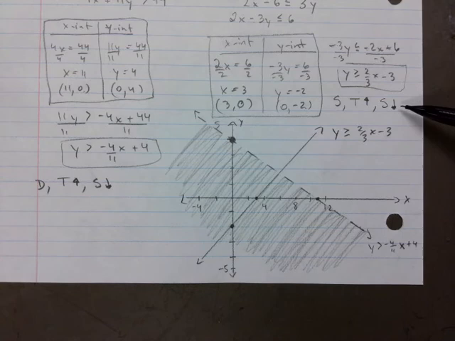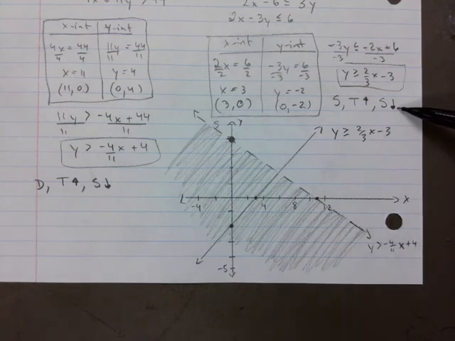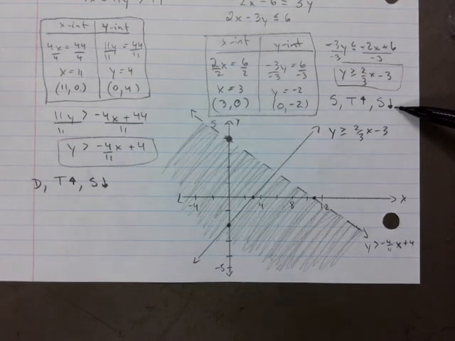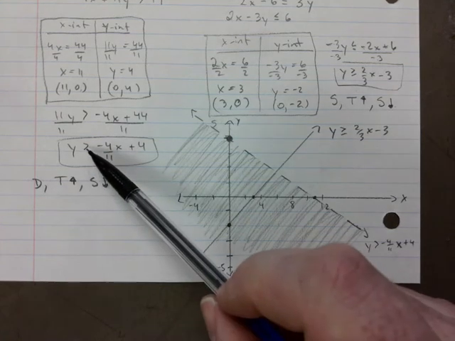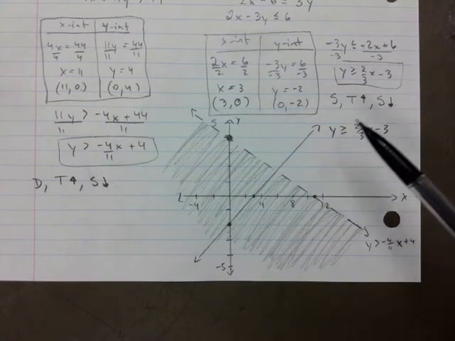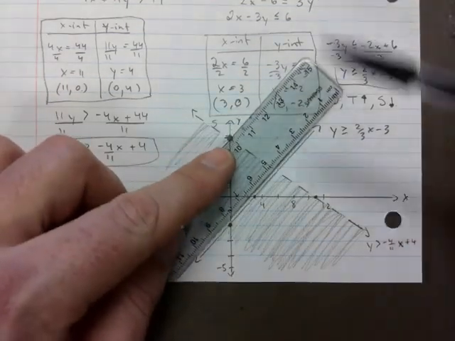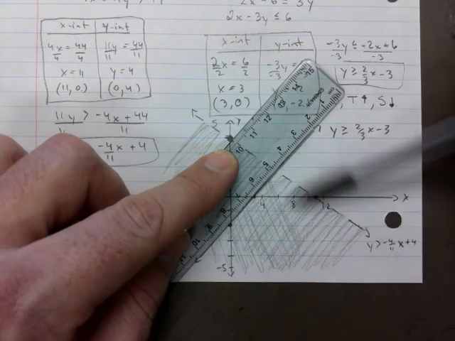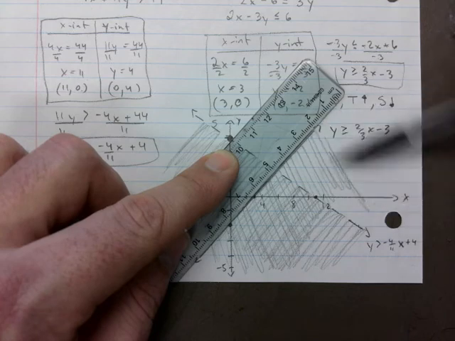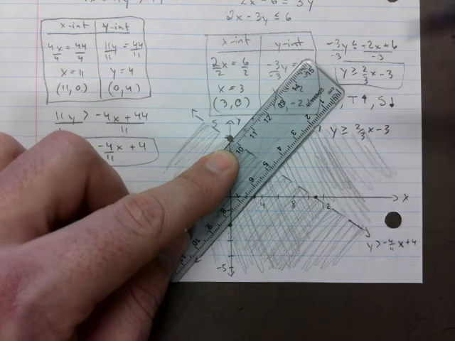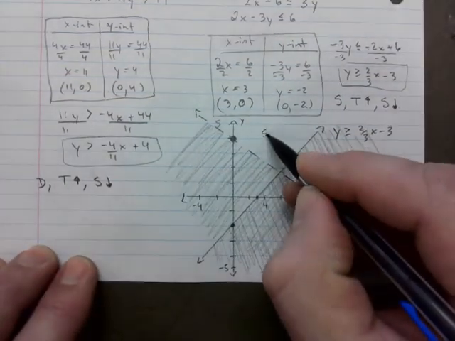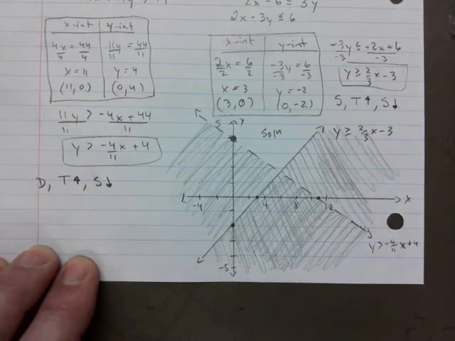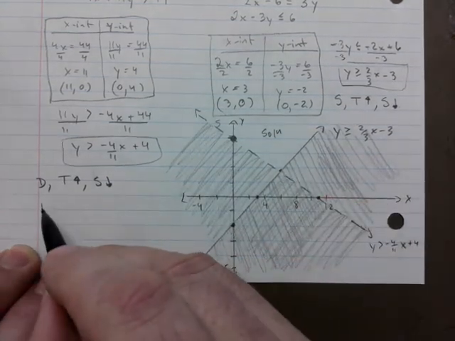And the other one says shade below as well. So both of them are below, both of them have the inequality pointing the same way. So let's go. There, so this is your solution region. Let's figure out the point of intersection.